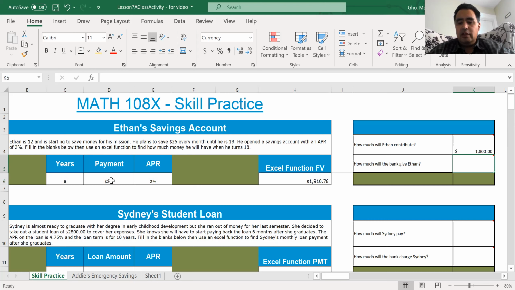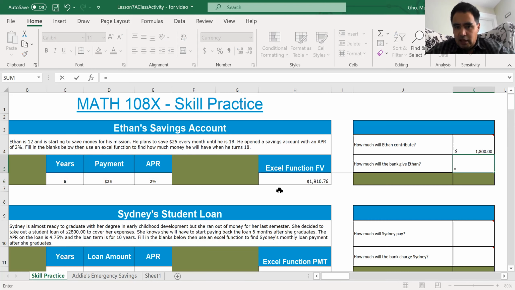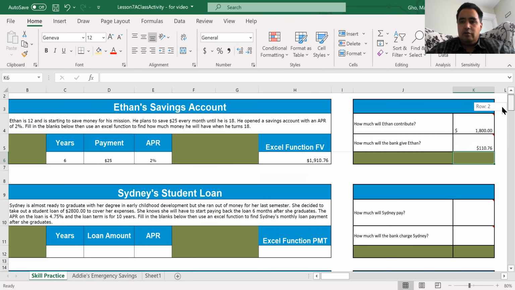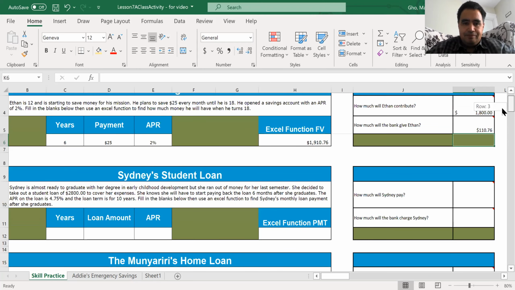And how much is the bank going to give Ethan? What's the interest rate? The total interest on this thing. I'm going to reference this cell right here. We have $1,800 because that's how much money. Actually, let's go to the future value. That's how much money he'll have at the end of the period, and he contributed that much, $1,800. And so after 6 years, he has $110.76 more than had he just stuck that money under his mattress or in a jar. That's the interest that he had.